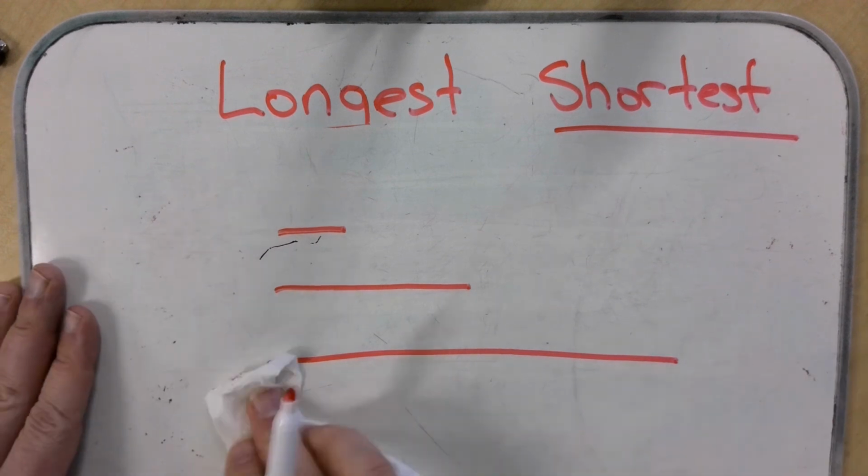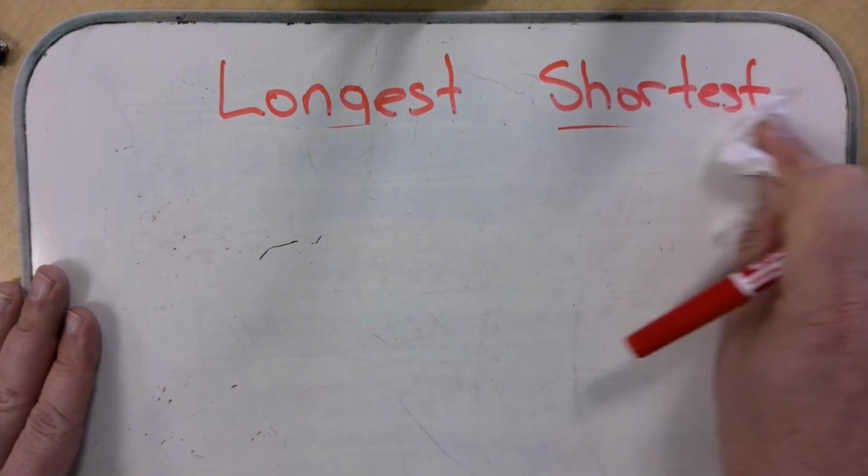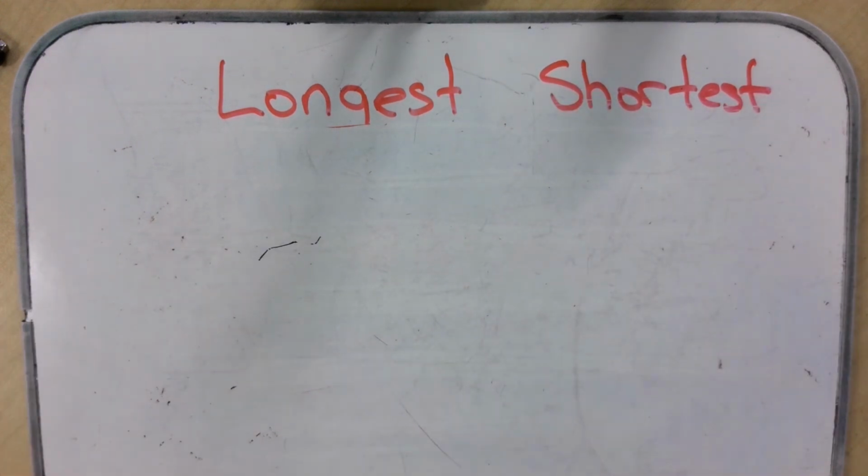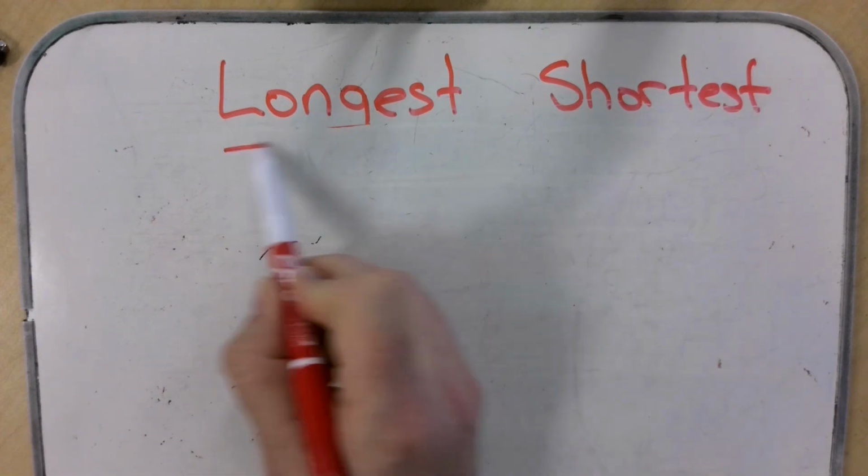And that is how we can identify lines by first, second, third, or fourth longest and shortest.